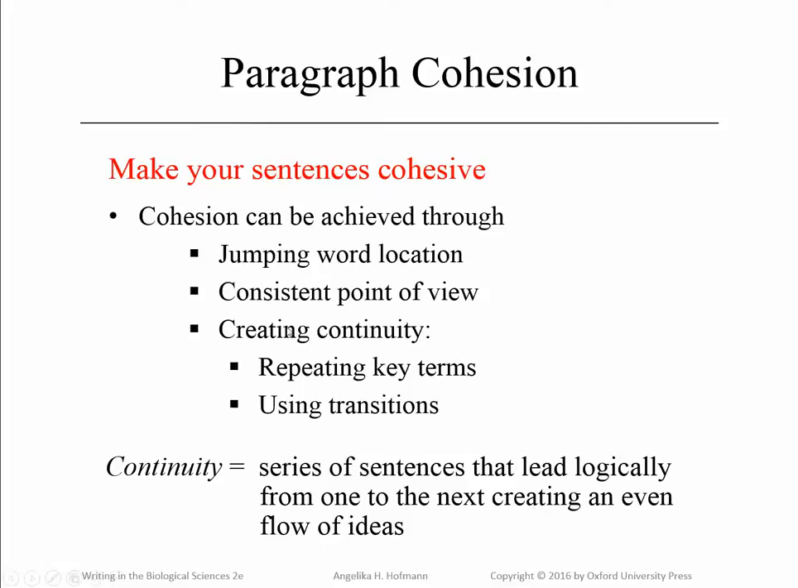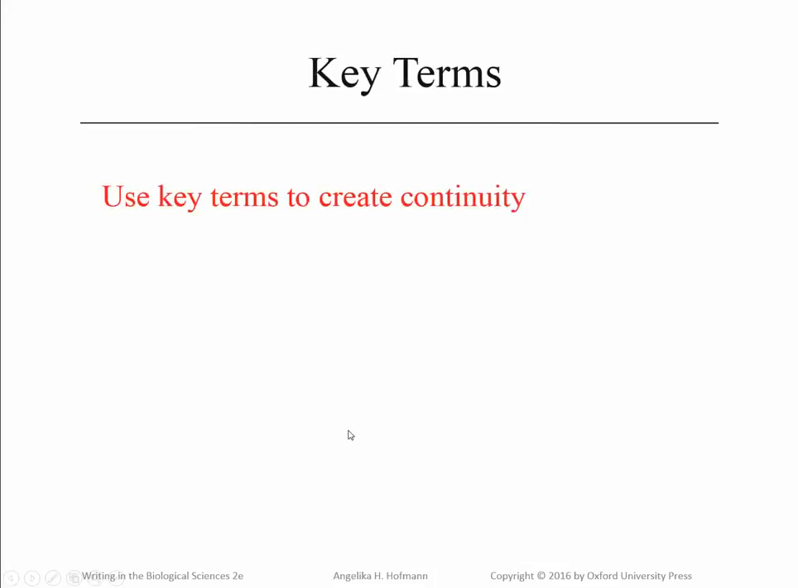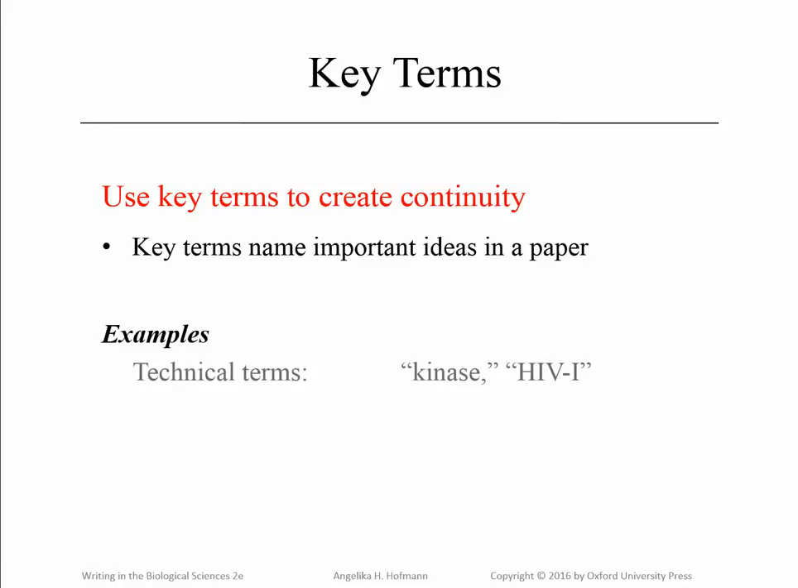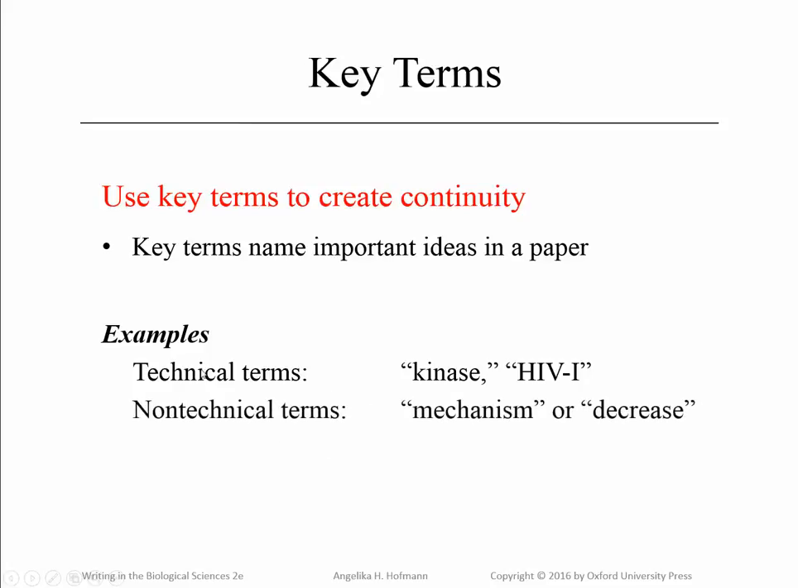A couple of ways that we can do this is we can repeat key terms, which pulls them along. We can also use transitions. So using key terms to create continuity, a lot of times those key terms are the important ideas in the paper. So you're going to obviously use the right terms for that. So in this particular case, our key terms might be kinase or HIV1. Non-technical terms that you often will see are things like mechanism or decrease.